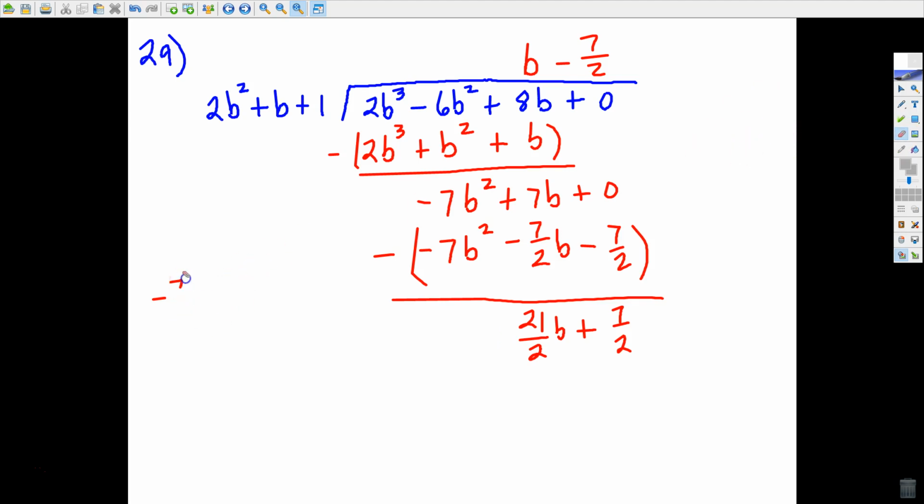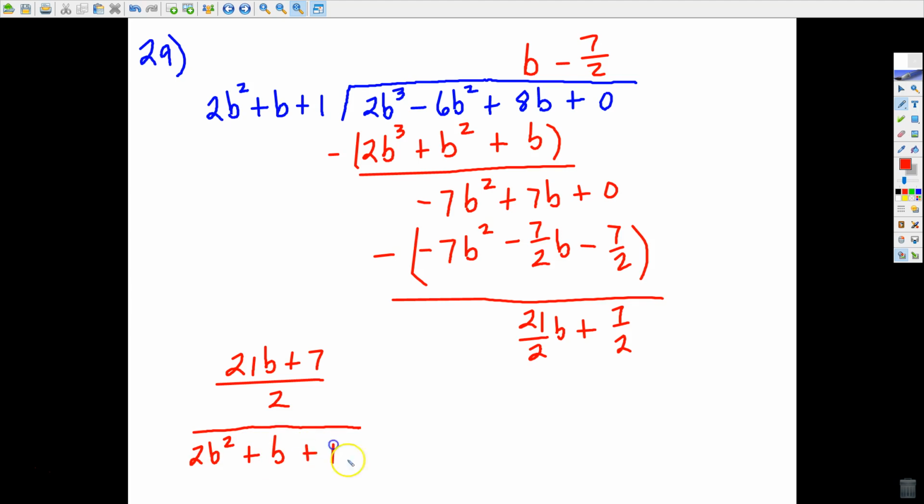And so once again, we've got this situation where we have this remainder. b squared is too big to divide into b. So we're going to have this remainder, and I'm going to write it as 21b plus 7 over 2. Since these have the same denominator, I'm just going to add the numerators together over the common denominator, and all of that is going to go over my divisor, 2b squared plus b plus 1.